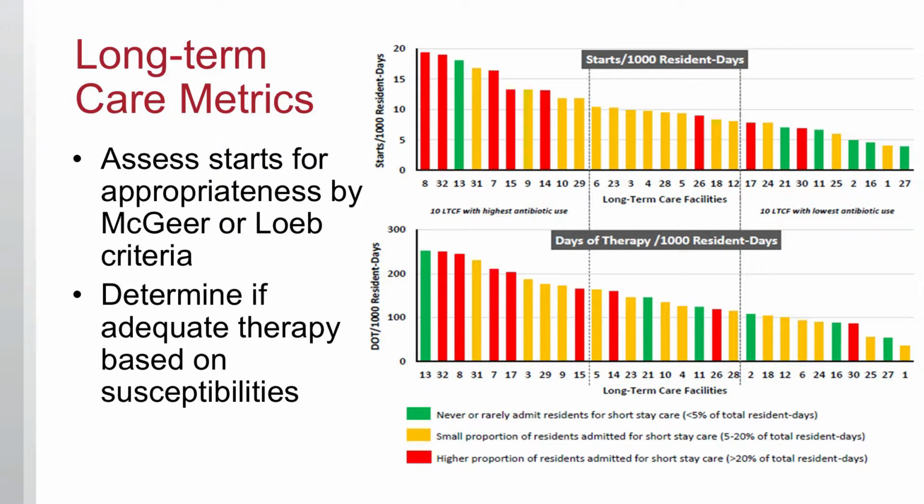Now, once you know the quantity, though, you also would like to know the quality of prescribing. Are those appropriate or are those not, as part of a stewardship program? So we encourage facilities to assess each antibiotic using either the McGeer criteria prospectively when it's being prescribed, or the Loeb criteria as a retrospective review. And we work with pharmacies to be able to help assess that.